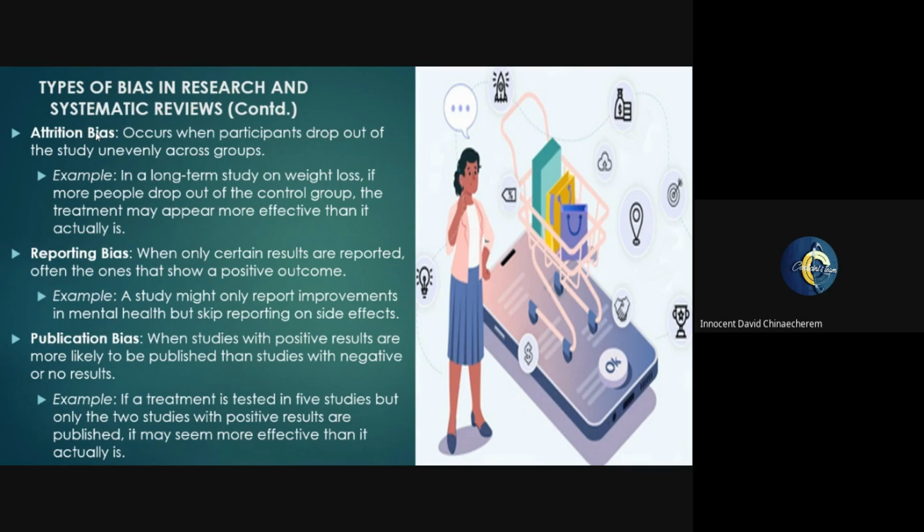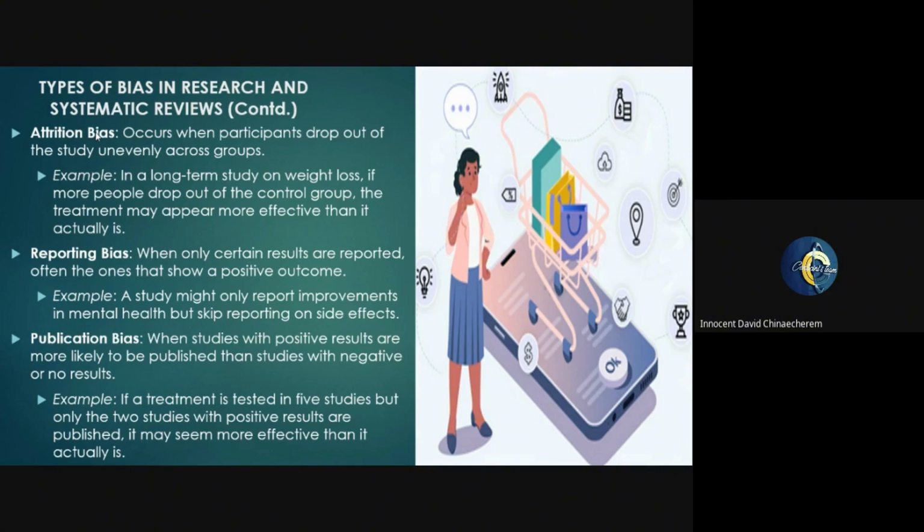And the last one that we'll look at here now is the what? Publication bias. So publication bias is just when studies with positive results are more likely to be published than those with what? Negative or no results. This is something that commonly happens. Whenever there is something of impact, you get to see it more published than others. So if a treatment is tested in 5 studies, but only 2 of the studies with positive results are published, it may seem more effective than it actually is. The remaining 3 that are not published are not known, so it will not be that, based on the 2 that we are seeing, they are more effective.